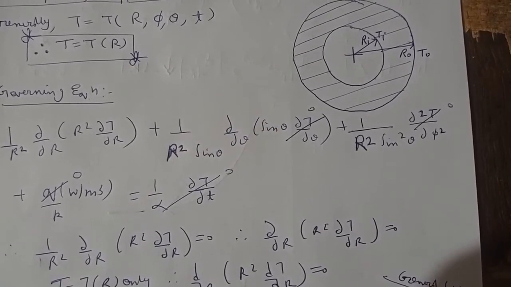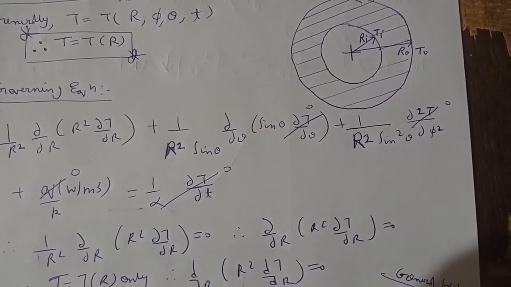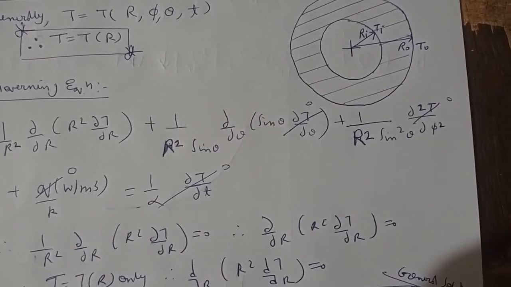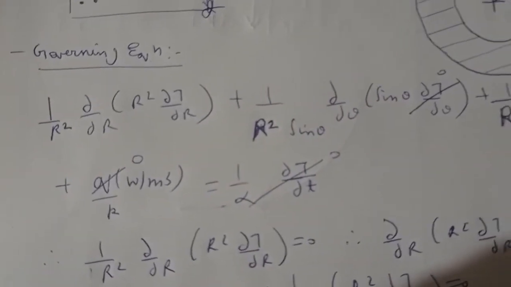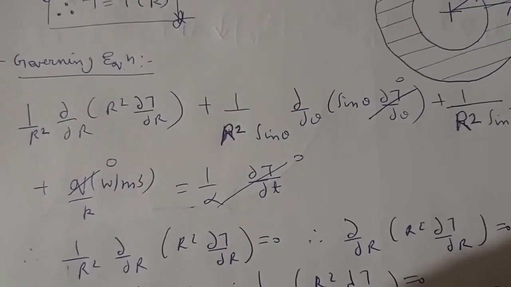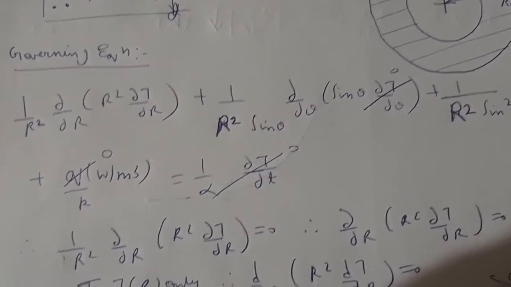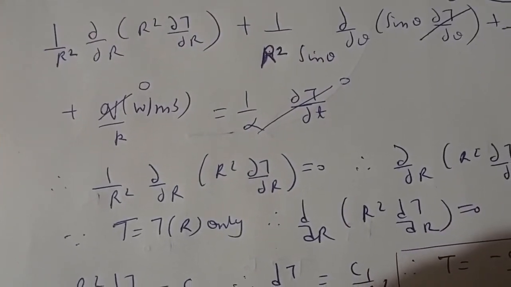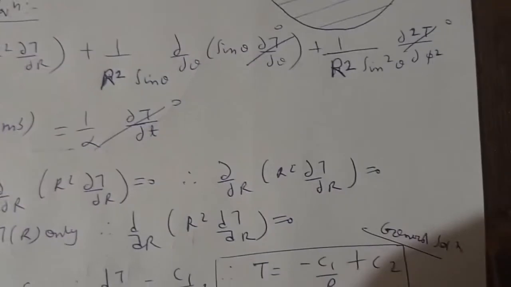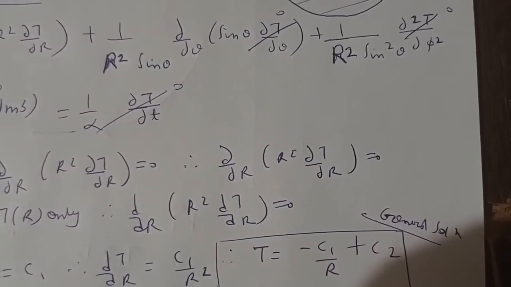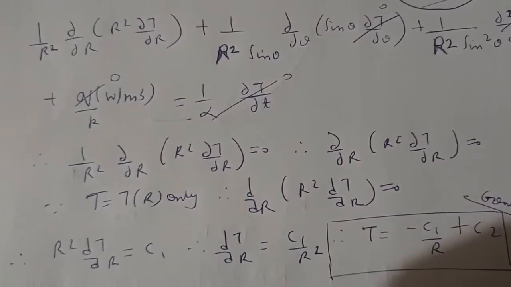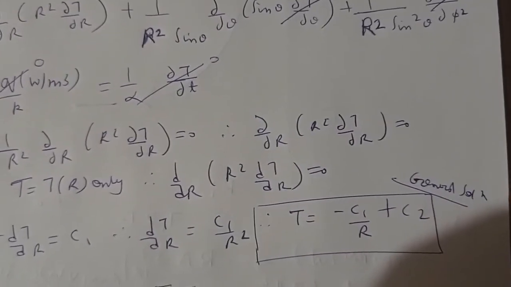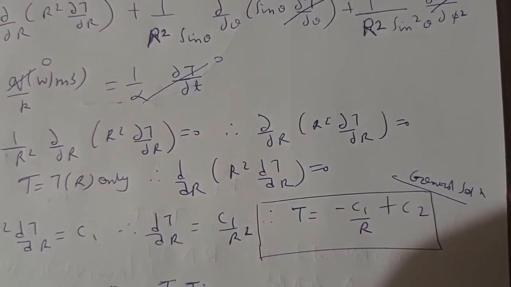Dou T by dou theta will be 0 because T is not a function of theta. Dou 2 T by dou phi square is 0 because T is not a function of phi. No heat generation, so q is 0. And temperature at a point is not changing with time, so dou T by dou t is 0. So you get 1 by r square, dou by dou r of r square dou T by dou r equals 0, from where we get dou by dou r of r square dou T by dou r is 0. Since temperature is a function of r only, the partial derivative becomes exact and we have d by dr of r square dT by dr is 0.